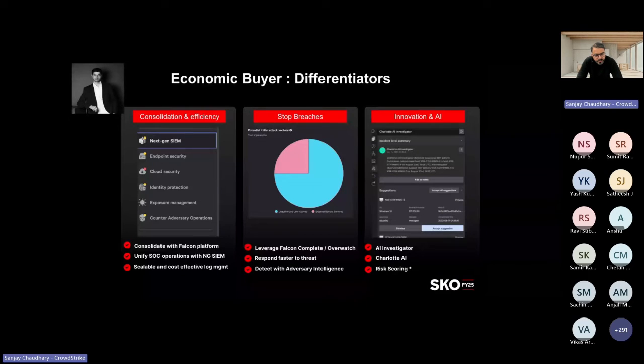With next-gen SIEM, CrowdStrike has consolidated threat detection and incident response across all of our modules, whether it's endpoint security, cloud security, or identity protection. The next-gen SIEM automatically leverages all the vulnerability and threat intelligence data from our exposure management and counter adversary operations modules.